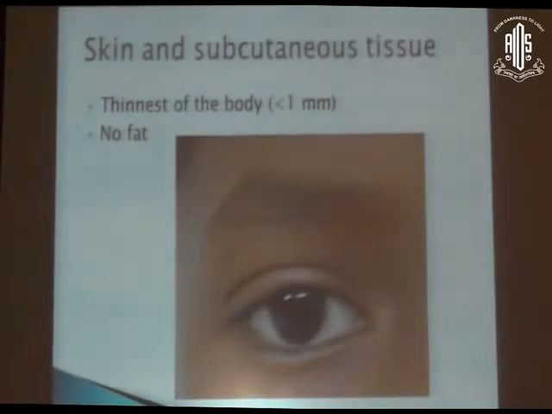The skin of the eyelid, as we all know, is the thinnest in the body, and the subcutaneous tissue has no fat. Thus, it is easy to take grafts from the skin for any of the cicatricial ectropion cases, and it also best matches in color and texture to the other periocular tissue.